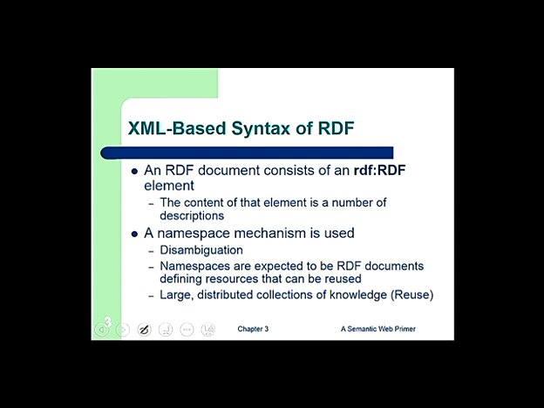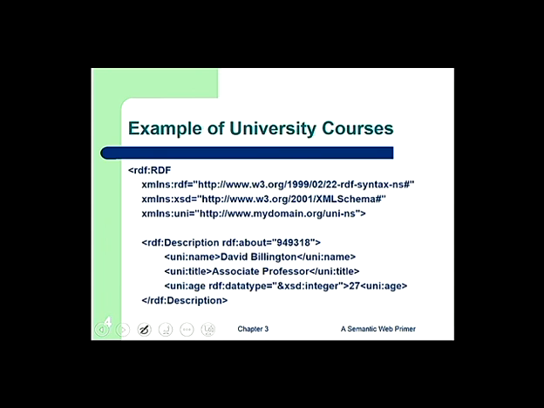Now a namespace mechanism is used in all XML documents. It is coming from the XML layer. There are two purposes for this. One is for disambiguation and the second is collaborative knowledge or reuse of knowledge. What do we mean by that? So let's take the example.